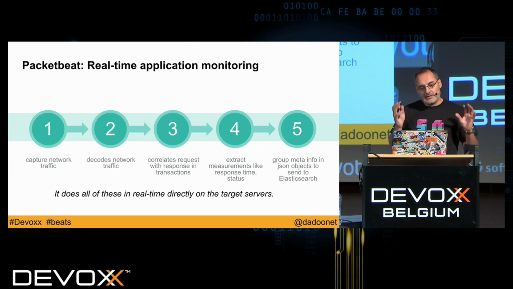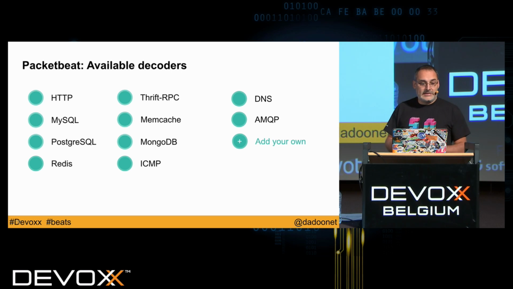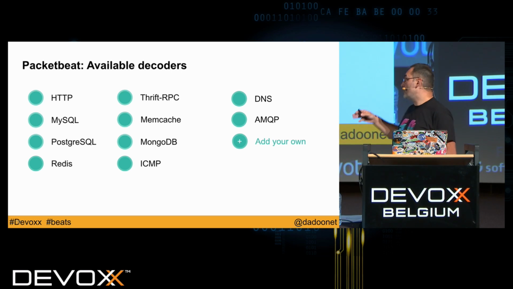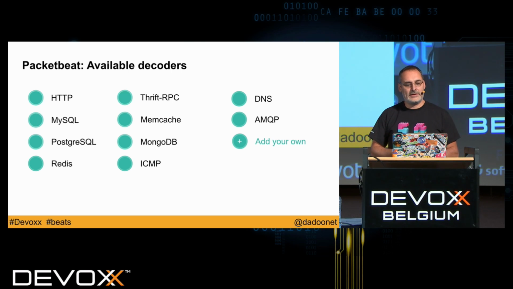How does it work? It captures the network traffic, it decodes the network traffic, then it can help to correlate the response with the request, so you can build response time really easily. And then it creates a JSON document which contains all that information, and sends that to Elasticsearch. Packetbeat works with many decoders, such as HTTP, MySQL, Postgres, and so on, you have the full list here, and we are adding a lot of other decoders already. The community also is adding a lot of them, and you can add a decoder yourself.